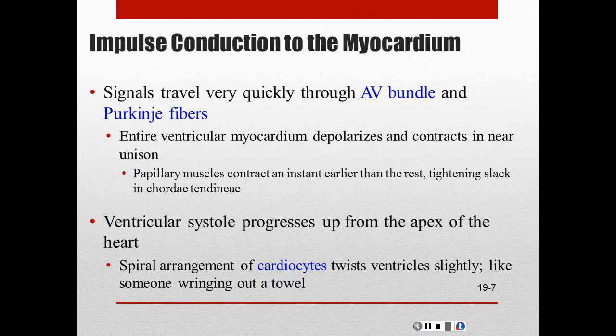Now ventricular systole begins at the apex of the heart and moves upward, pushing blood towards the semilunar valves. The contraction starts at the bottom and squeezes from the bottom up, rather than from the top part of the ventricles downward, and for that contraction to occur.